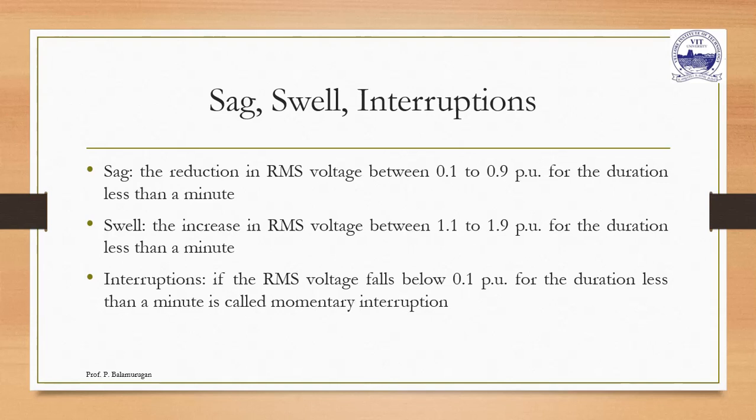And swell is defined as the increase in RMS voltage between 1.1 to 1.9 per unit for a duration less than 1 minute. Then interruption: if the RMS voltage falls below 0.1 per unit for a duration less than 1 minute, it is called a momentary interruption. Practically we refer to this condition as a brownout or a blackout condition. In a conventional way we refer to it as a power cut.